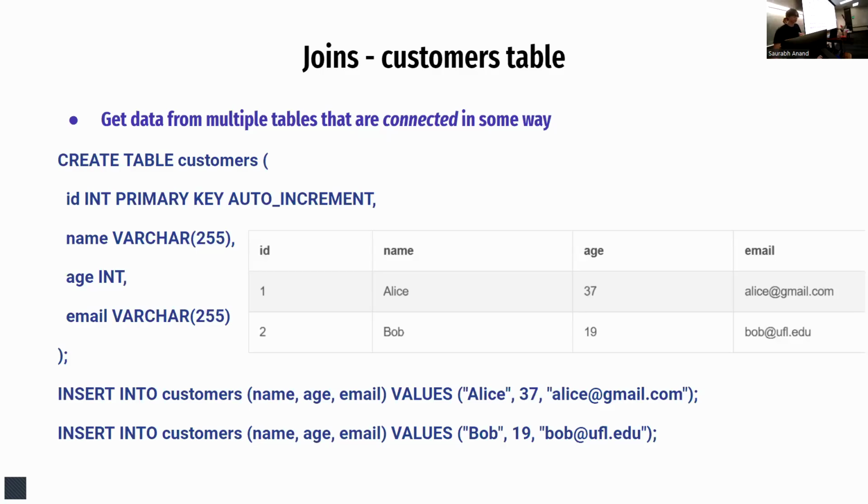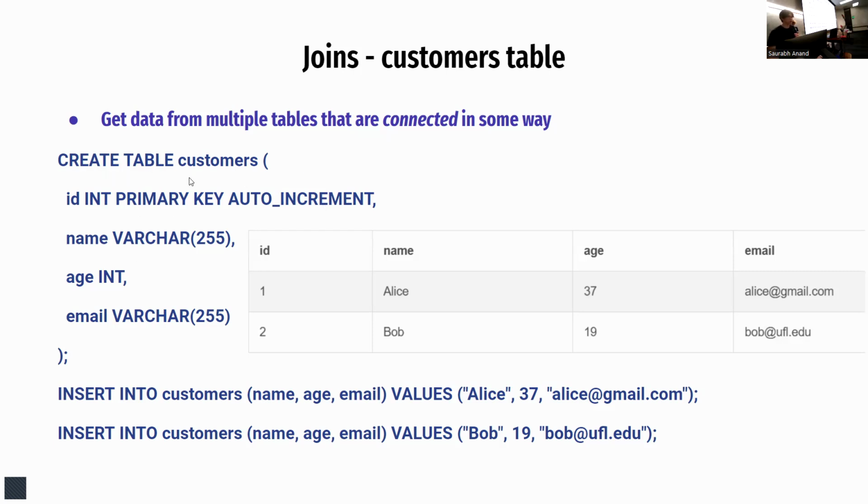Okay, so then kind of a transition, we're going to be talking about joins now. Joins are pretty interesting, and because of that, I'm going to be making two new tables, because joins involve multiple tables, right? We're taking data from multiple tables that are connected in some sort of way, and that'll make sense when we show the example.